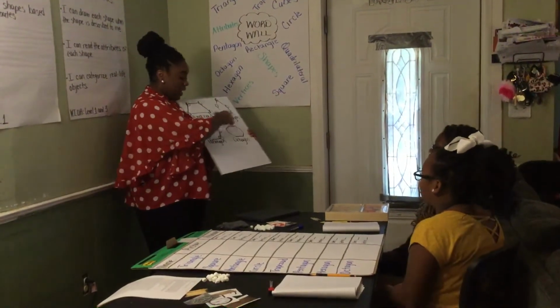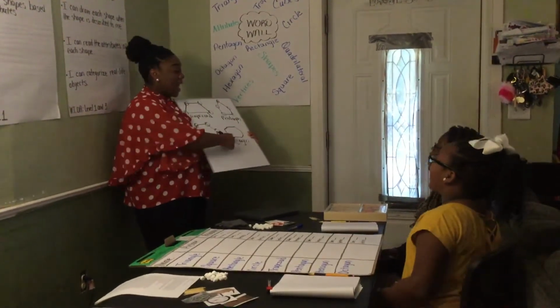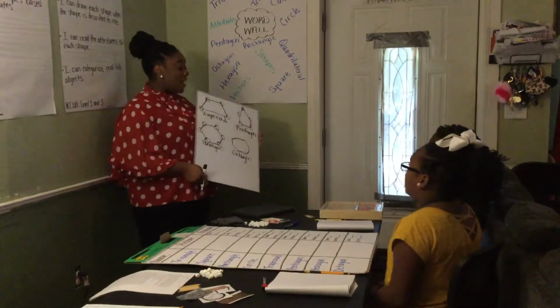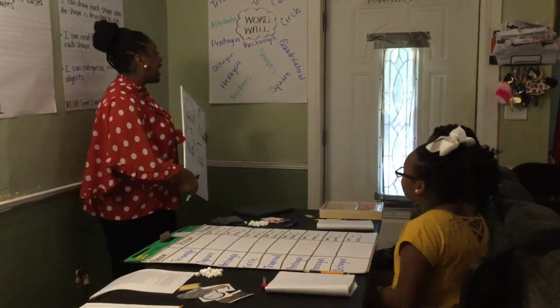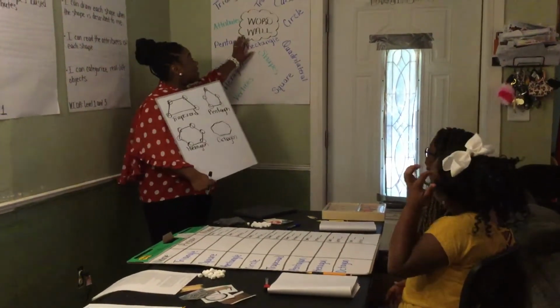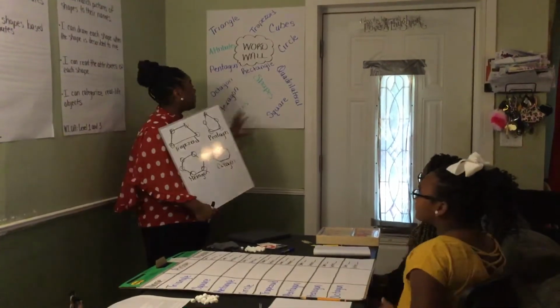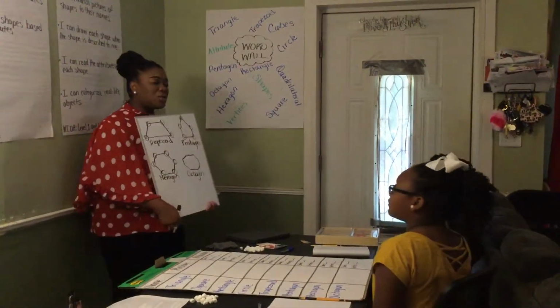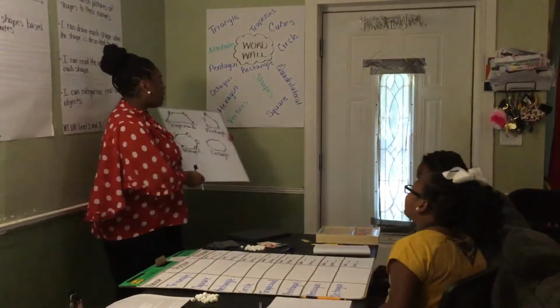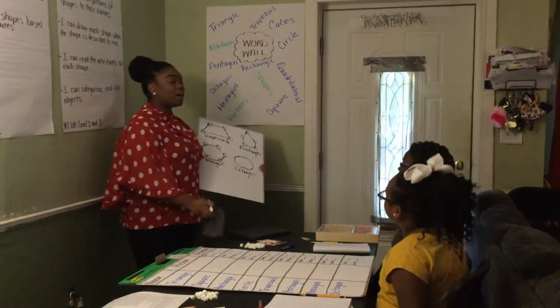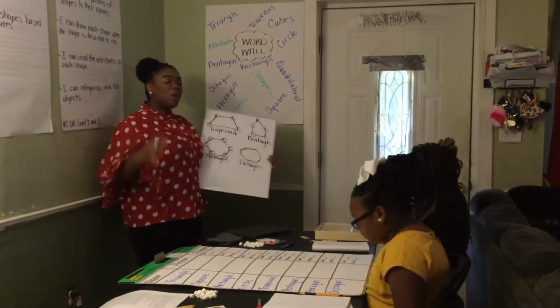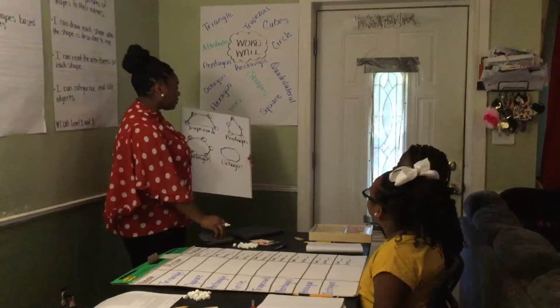Let's repeat the names of these shapes. Trapezoid, pentagon, hexagon, octagon. Wow, guys, you did a great job saying that. Don't forget, we can always look at our word wall to find those words if we get lost throughout class, okay? All right. So now we're going to talk about how these shapes go in categories together.